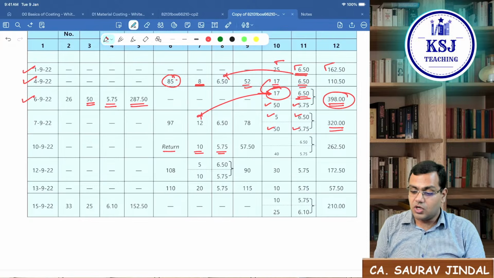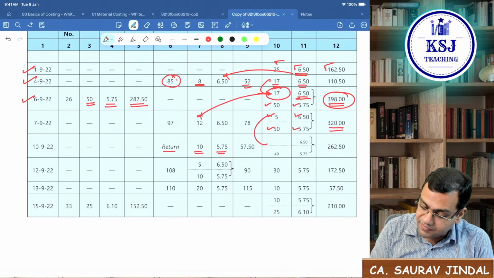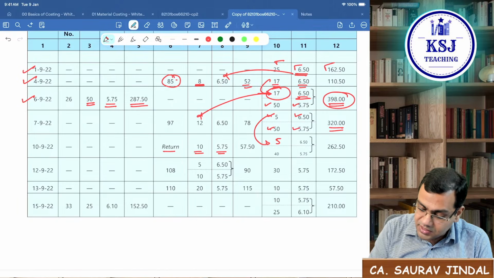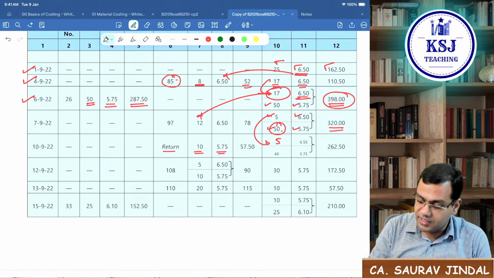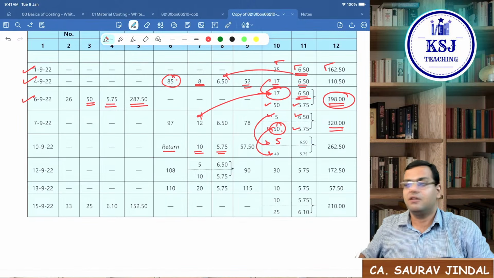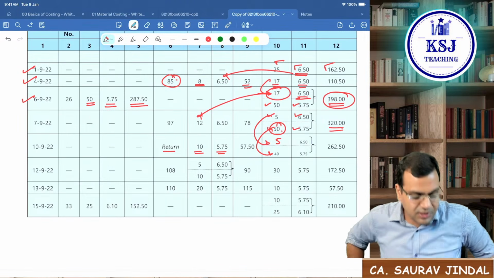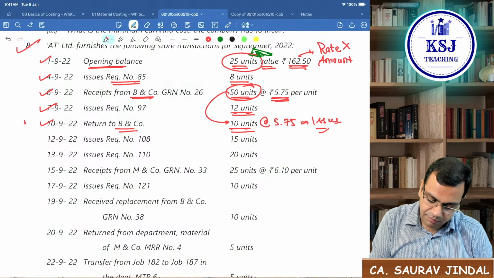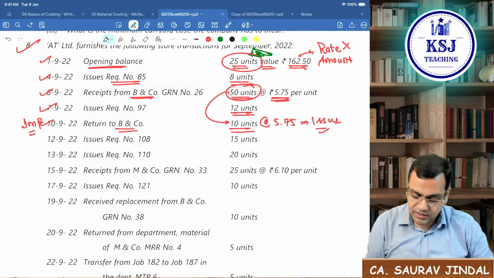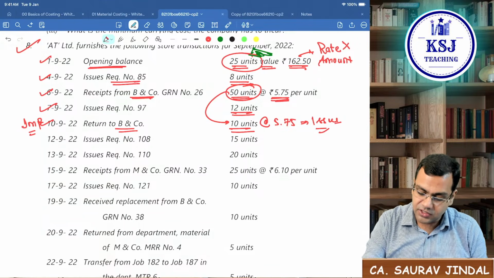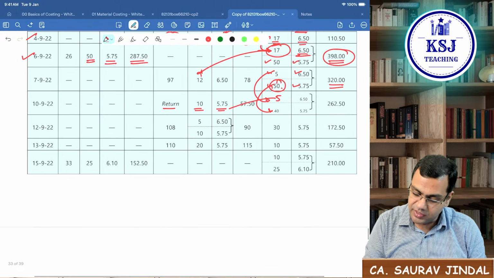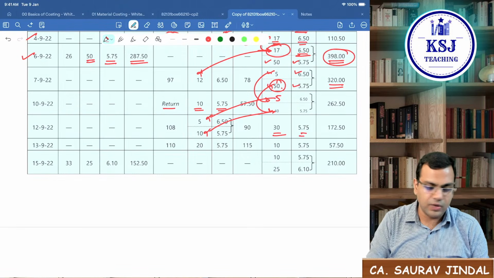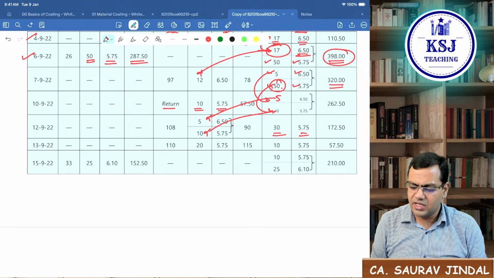5.75. So what is the stock that you are having? The stock you are having is these 5 units as such at 6.5. Then out of this 50 units, 10 units you have returned. So you are left with 40 units at 5.75. So this is the point that is given in the notes also. So this is one important transaction. Be very careful. Next one is issue requisition number 15 units you are issuing. So 15 units is 5 units of this and 10 from this 40. So what you are left with is 30 units at 5.75. Simple. 30 units you are left with.